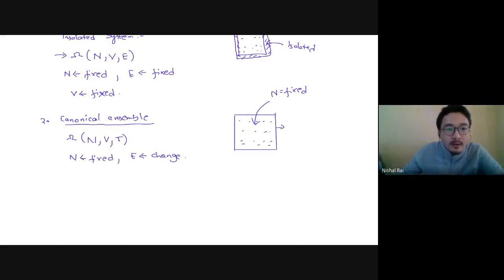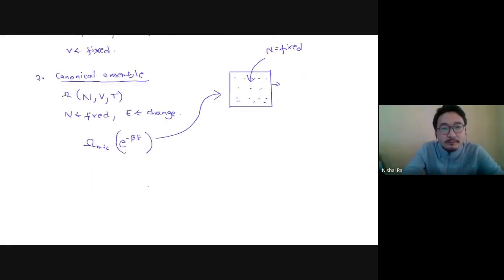And basically, for this ensemble, how will it look? It will have an ensemble of NVE, let's say, of microcanonical times e to the power negative beta E. Clear? This factor is coming due to the fact that the energy is allowed to be exchanged. This is a weighted factor, because when you plot it, it will be centered around the minimum or mean of this energy E. Clear? Is it clear or not?